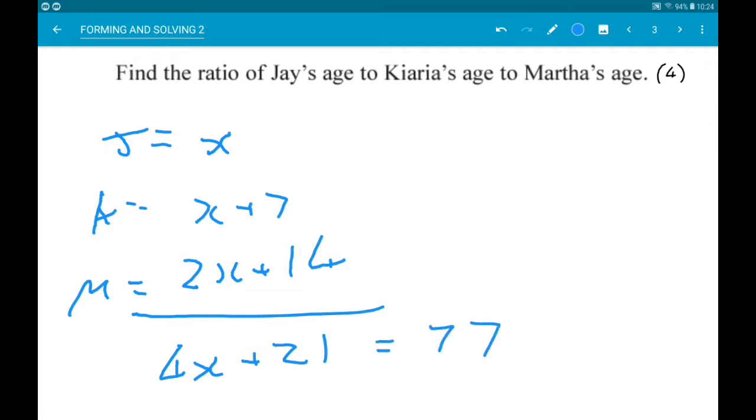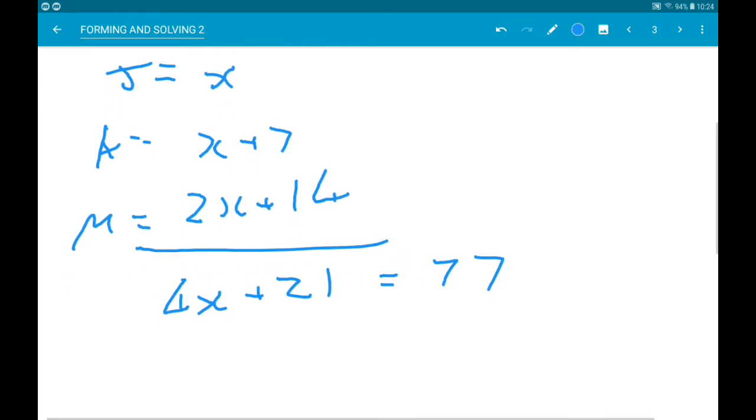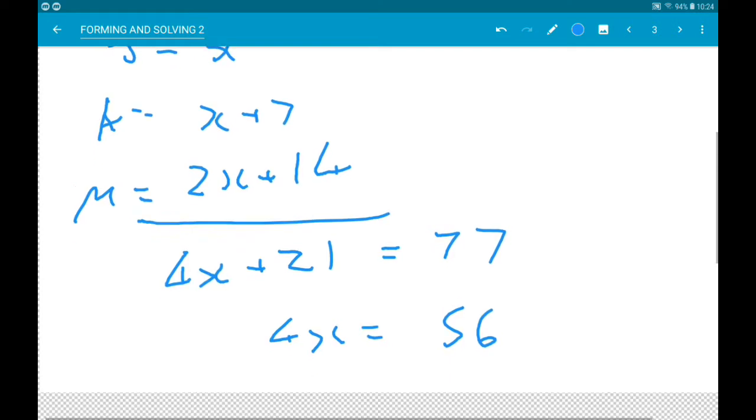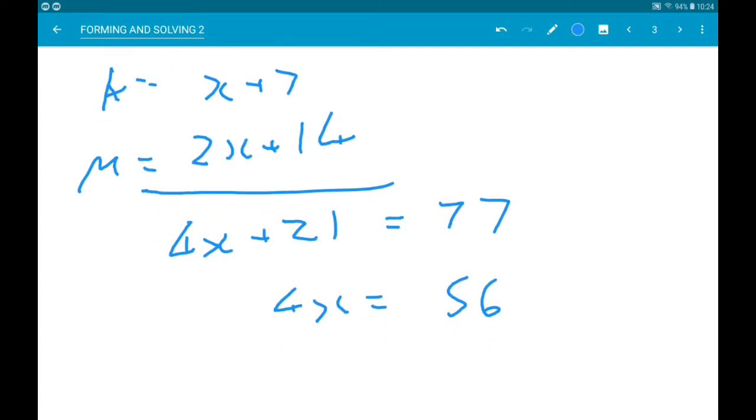So we can now solve this for x. So subtract 21, we get 4x is 56. And then divide by 4. We get 14.